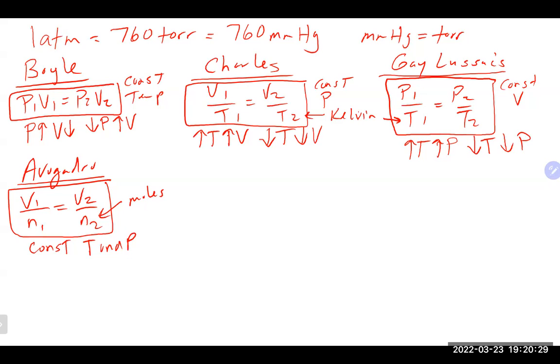As the number of moles increases, so does the volume of the gas. So they move proportionally to each other. As one goes up, the other goes up, and as one goes down, the other goes down. Putting together all these gas laws gives us the ideal gas law. And the ideal gas law is PV is equal to nRT.